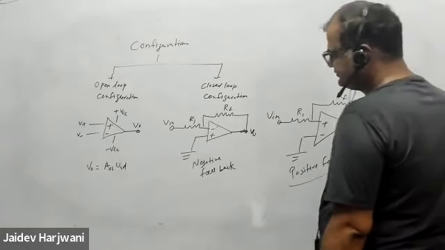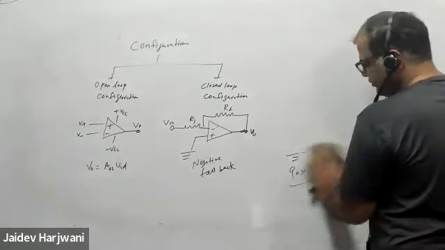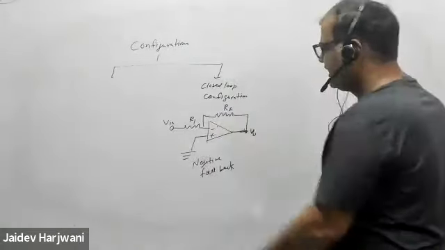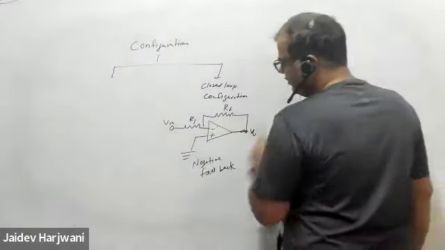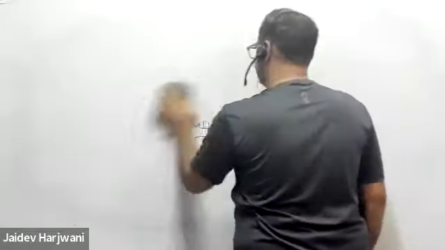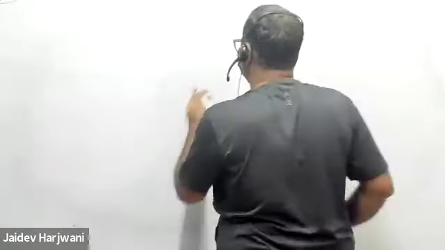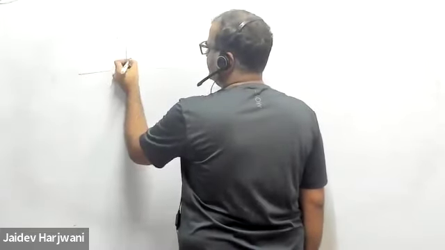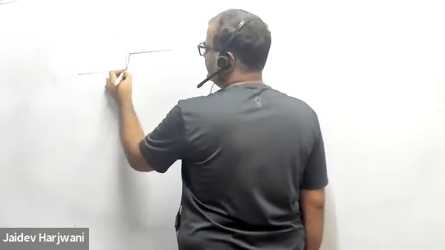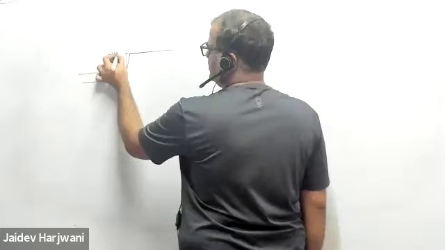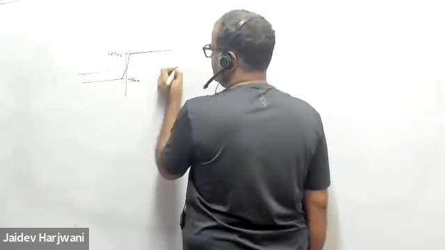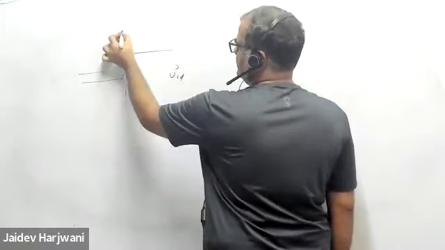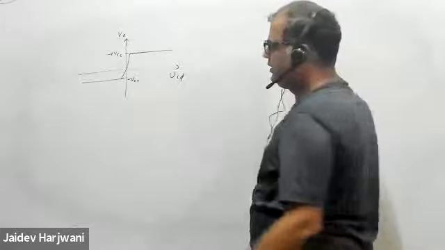Now you have to understand one more thing. Whenever I am using the op-amp in negative feedback, for example the inverting amplifier, you have to keep a few things in mind. This is the IV characteristics, VO versus VID, of my op-amp. We already saw this one.